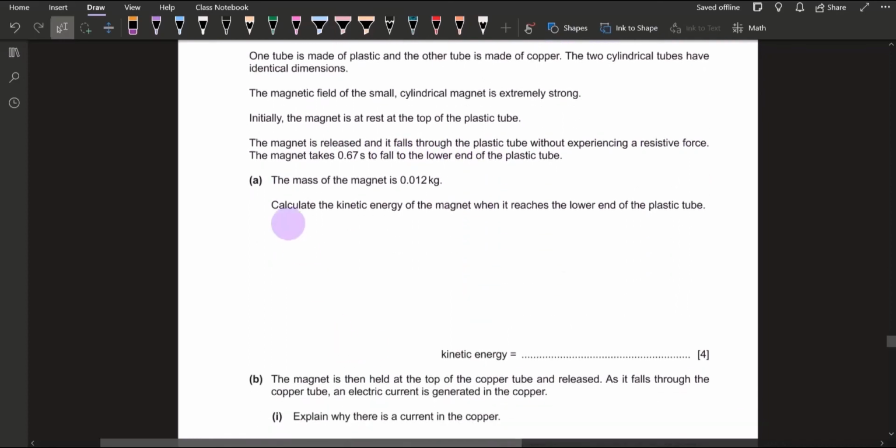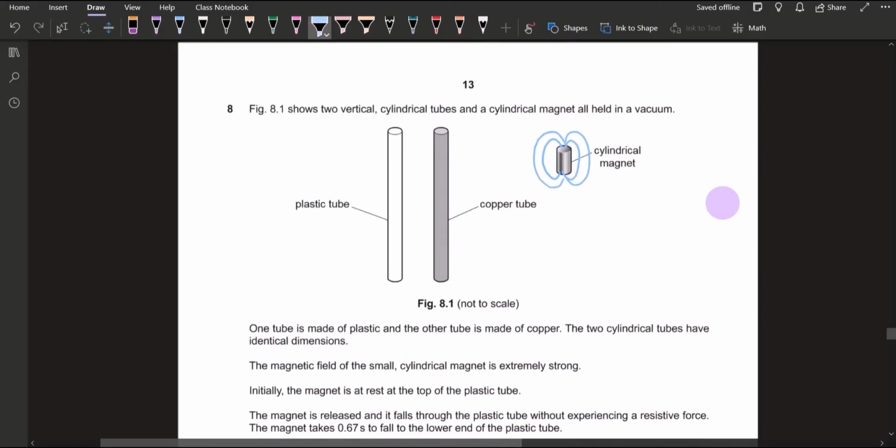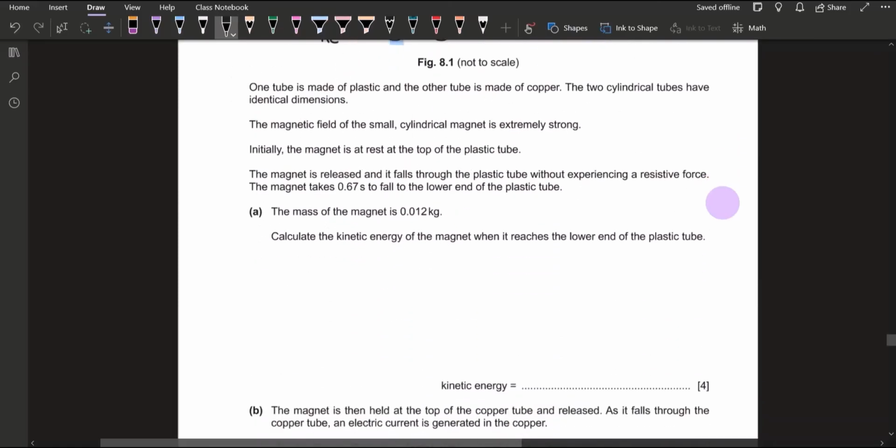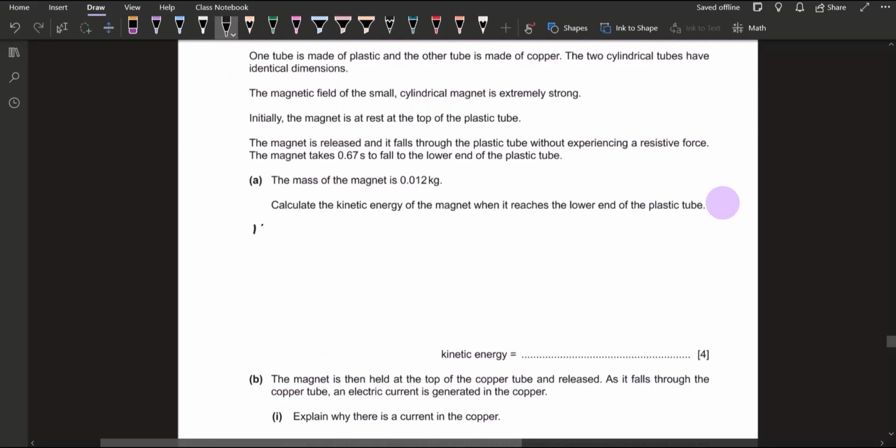Part A says the mass of the magnet is this. Calculate the kinetic energy of the magnet when it reaches the lower end of the plastic tube. So we can see here that, for example, if the magnet was kept here, initially it was on the top and then it moved down here. So what happens is that the kinetic energy is increasing and GPE is decreasing for the magnet. That's what we have to use here. Kinetic energy equals GPE, which is gravitational potential energy.